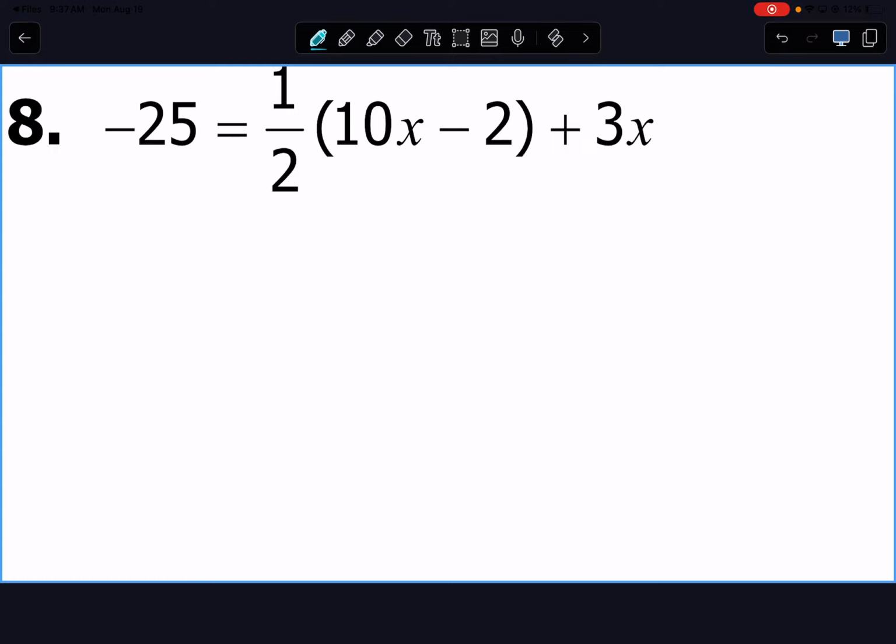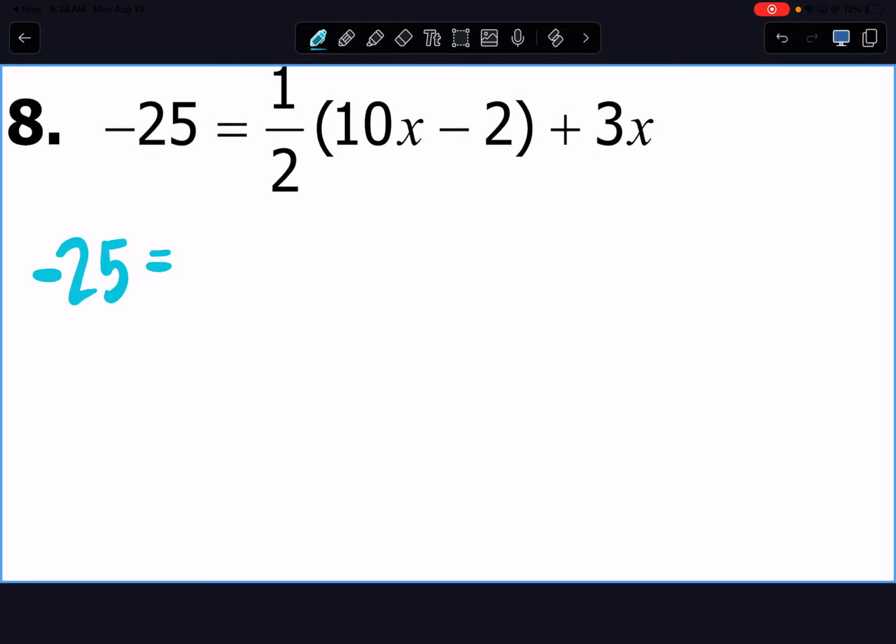All right. So let's look at number 8. We are going to leave that negative 25 alone, right? Because nothing's happening to it. Ramsey, stop talking, please. Thank you for catching that. It's because Ramsey was talking and I got distracted.